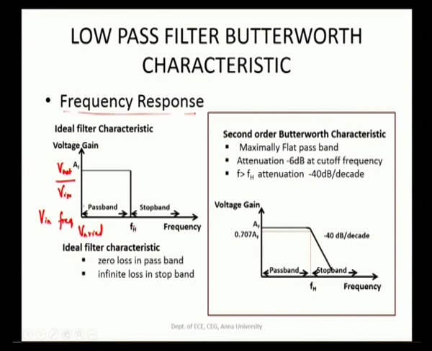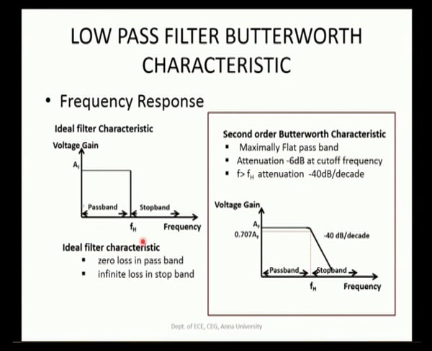For an ideal filter, for input signal frequency f less than fH, V out is given by AF multiplied by V in. So, it is constant up to fH, and for f greater than fH, what is expected is that it has to attenuate everything. So, V out must be 0 here, and therefore the gain is 0. So, this is the ideal low pass filter characteristic.